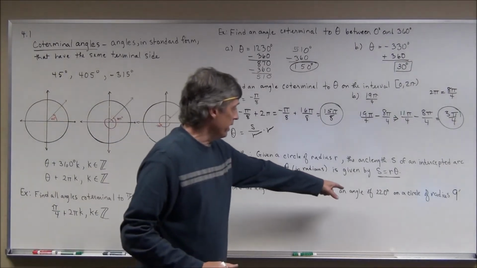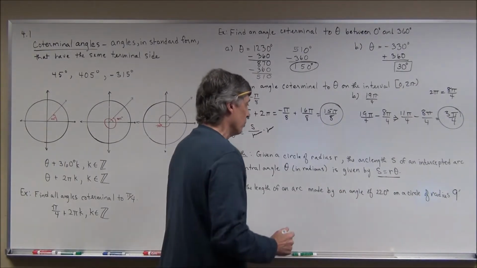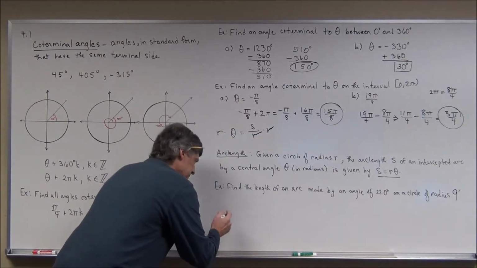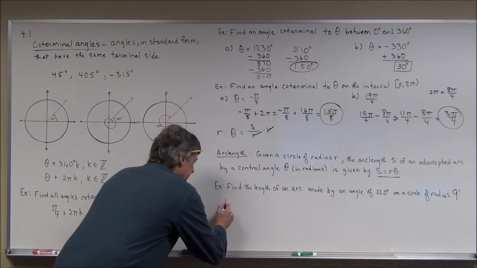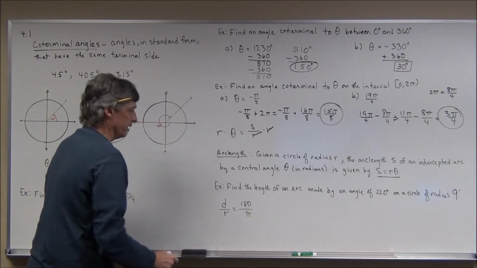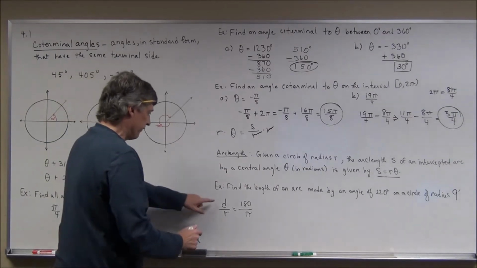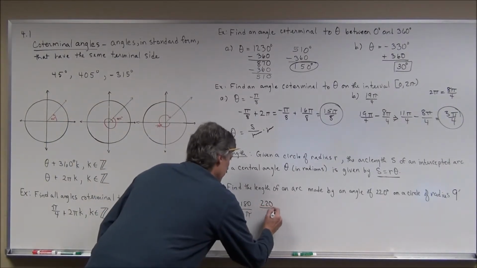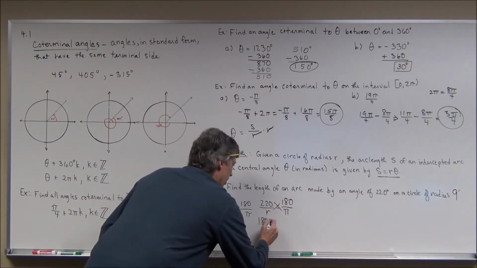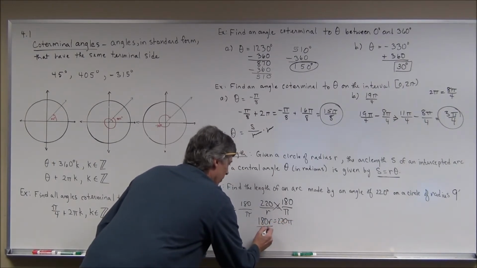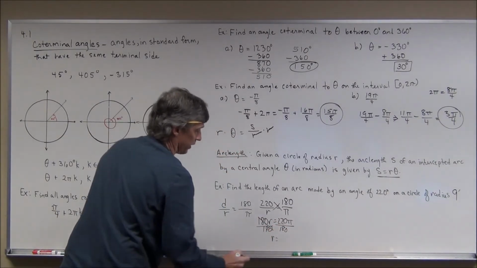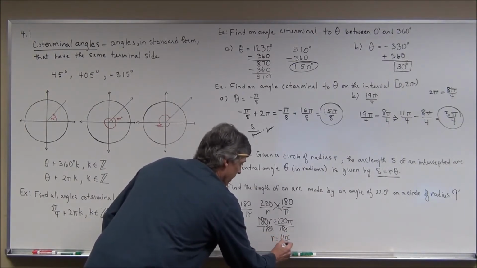Find the length of an arc made by an angle of 220 degrees on a circle with radius 9. Well, I've got a problem. My theta here, my angle measure, is not in radians. So the first thing that I'm going to do is convert it. I'm going to write d over r equals 180 over pi. The degrees and the radians, that's the proportion that I use. So I'm going to plug 220 in for d. I'm going to cross multiply. I get 180r equals 220 pi. I'm going to divide by 180. And I get r is equal to, now I can divide top and bottom by 20, I get 11 pi over 9.